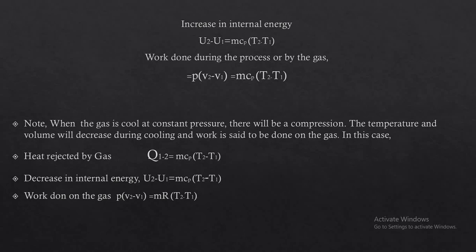Increase in internal energy: U2 minus U1 equals m Cv (T2 minus T1). This is connected to the previous slides. Work done during the process by the gas: P(V2 minus V1) equals m R (T2 minus T1). When the gas is cooled at constant pressure, there will be a compression. The temperature and volume will decrease during cooling, and work is said to be done on the gas.